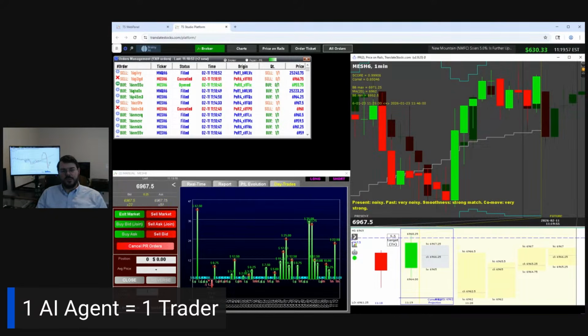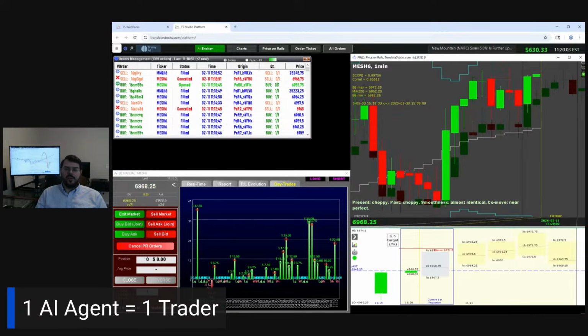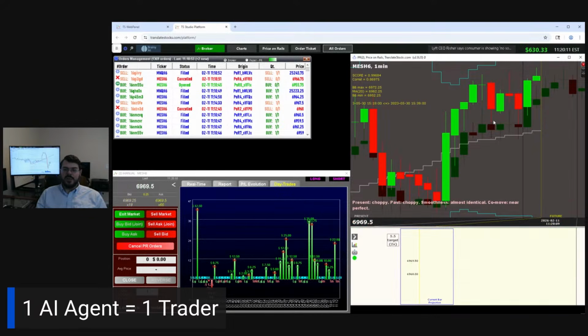In this case today, we're just doing a basic configuration: one agent trading by itself, showing the predictions, interpreting the predictions, and trading the predictions. So if you want to put that in order, this agent, agent number 2, trading the 1 minute MES, is calculating the next 5 bars, interpreting the next 5 bars, and trading those bars. And that's it. Basically, that's it.